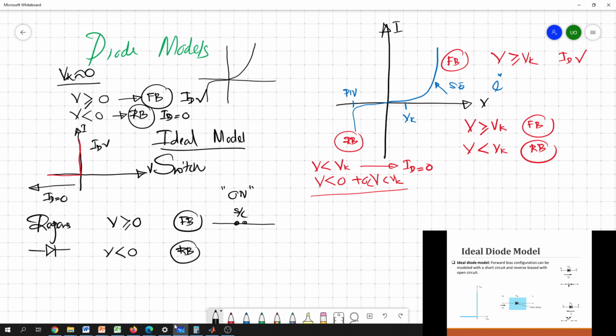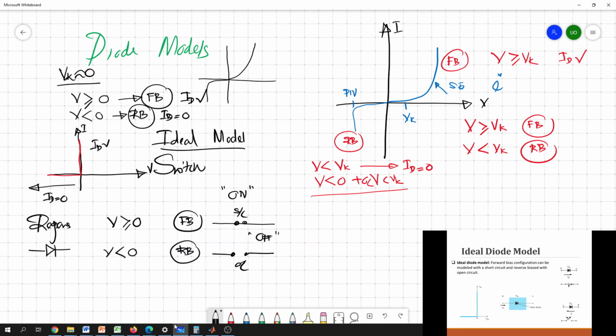So if it is reverse bias, you don't see any current flow through the network, so you can simply replace the diode with an open circuit element, which is equivalent to the off state of the switch. It's equal to the off state of the switch.